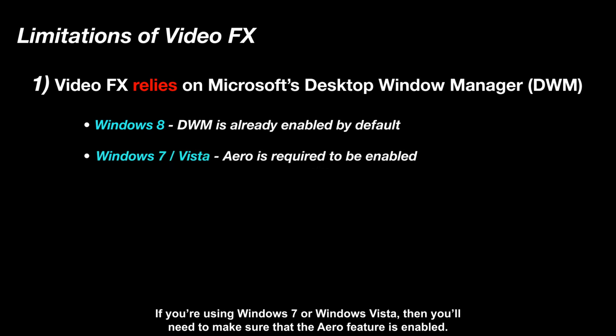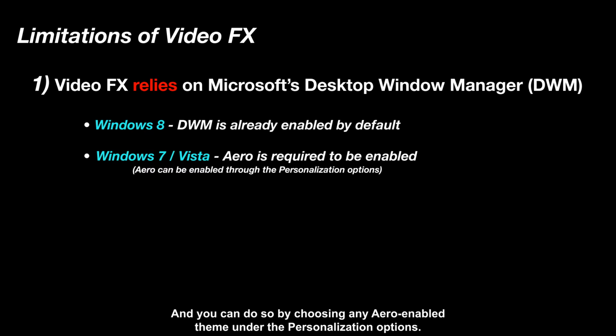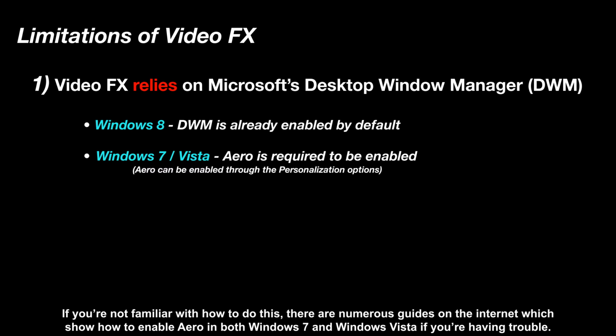If you're using Windows 7 or Windows Vista, then you'll need to make sure that the Aero feature is enabled, and you can do so by choosing any Aero-enabled theme under the personalization options. If you're not familiar with how to do this, there are numerous guides on the internet which show how to enable Aero in both Windows 7 and Windows Vista if you're having trouble.